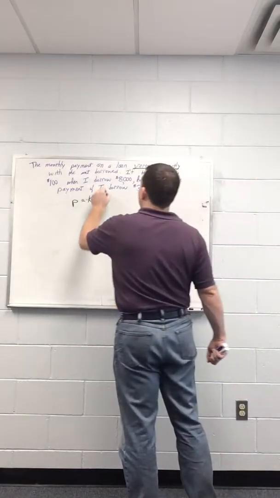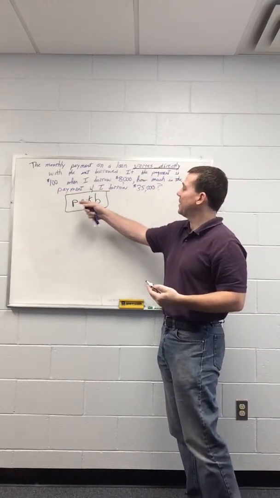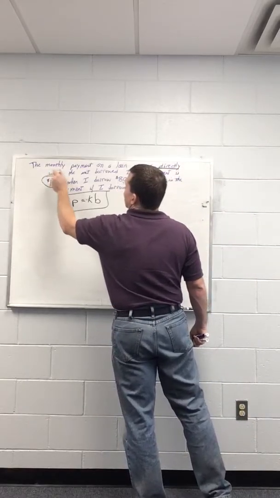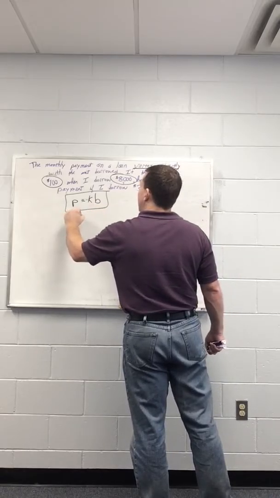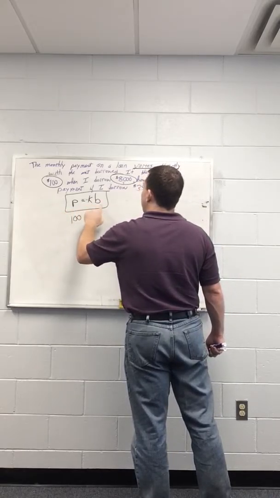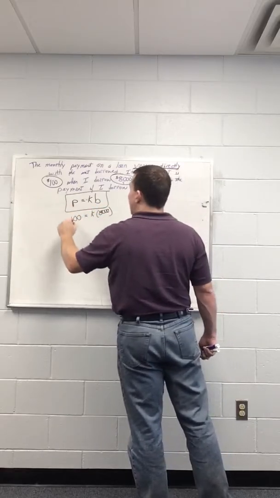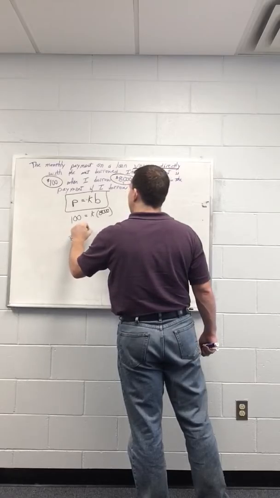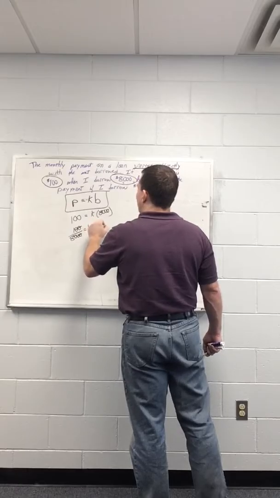Now, I have an equation, but I need to solve for K. In order to solve for K, I need a P and a B that are related. I'm told the payment is 100 when I borrow 8,000, so I can plug that in. 100 equals K times 8,000. Then for K, just divide by 8,000. 100 over 8,000 is equal to K, and those zeros cancel, so K is 1 over 80.